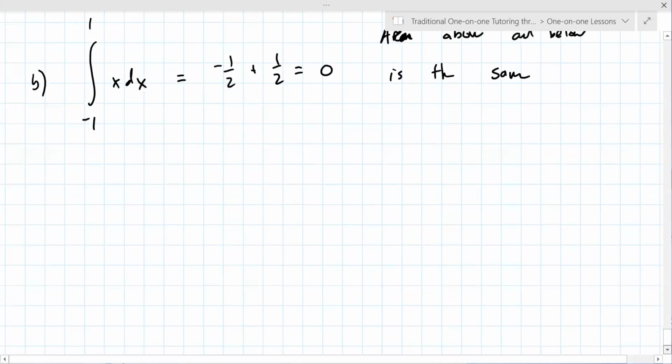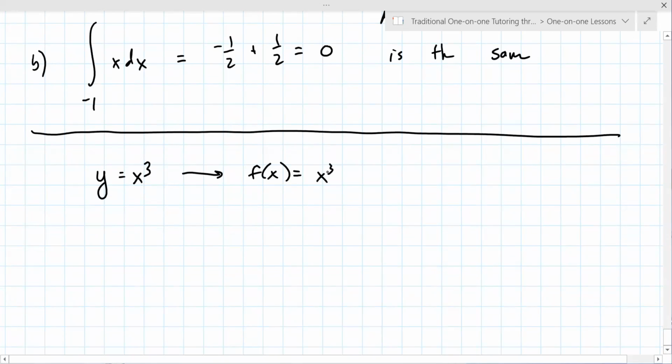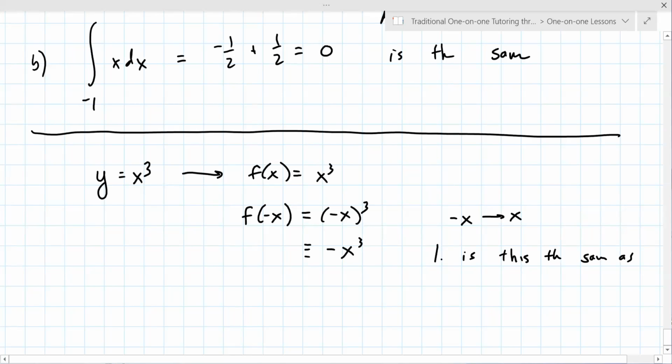So let's try to answer your question, which is how to figure out whether it's an odd function or not in this context. So let's say we look at y equals x cubed. And what this really means is f of x equals x cubed. To figure out whether it's odd or even, the first thing you do is you put negative x in for x. And then on the right here, you cube it. So it becomes negative x cubed. And then you first ask, okay, is this the same as the original? And the original was x cubed.